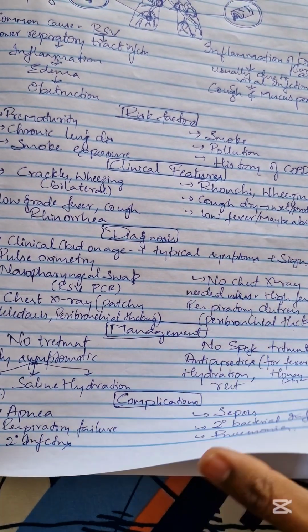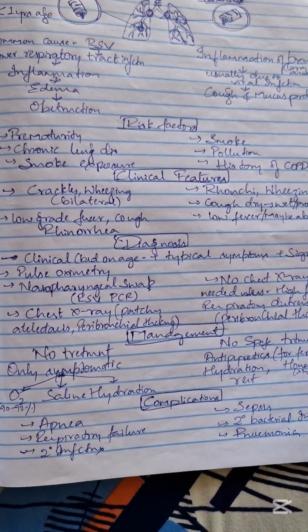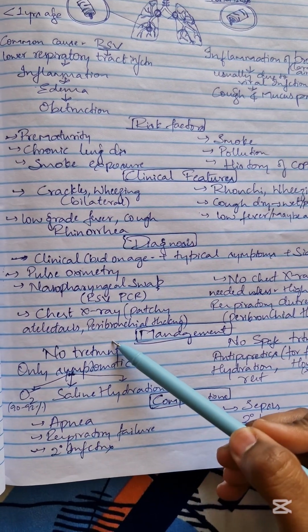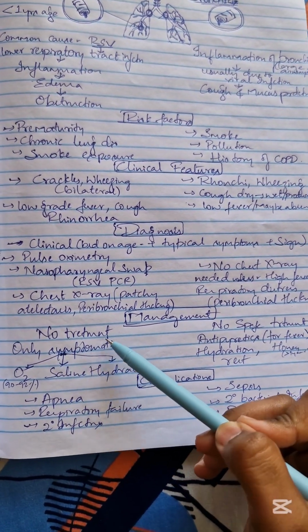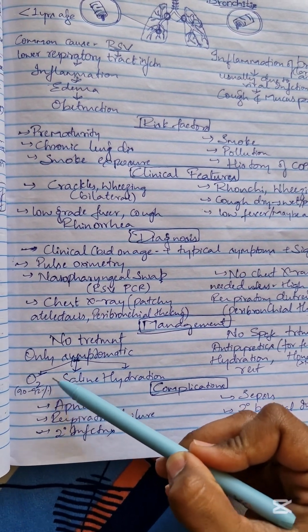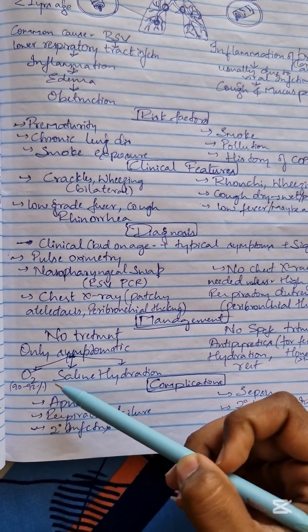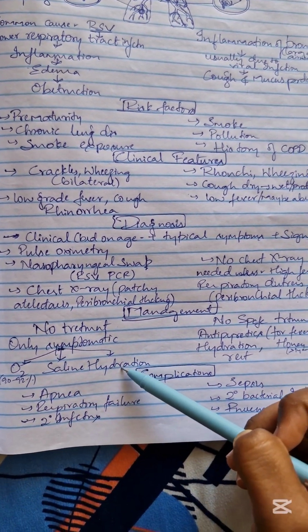I'll talk about management. How do you treat both bronchiolitis and bronchitis? There will be no specific treatment needed for both diseases. Only symptomatic treatment will be enough. Oxygen supply if saturation is less than 90 to 92%. Saline will be given. Hydration should be given.